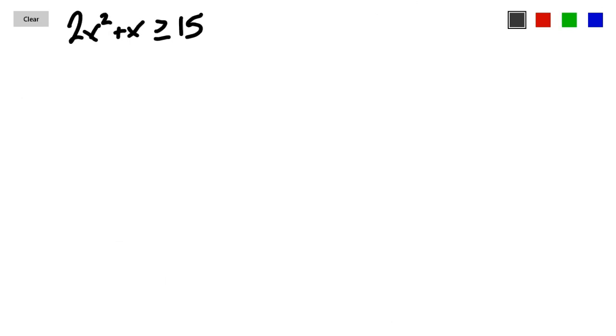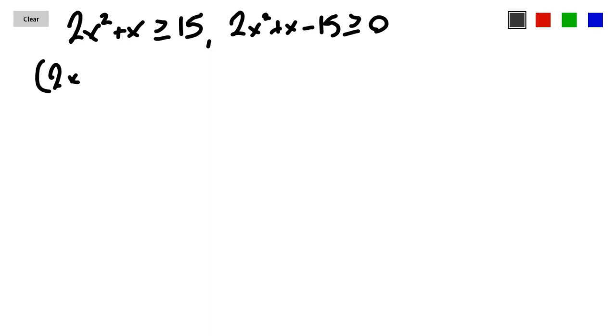And this is the last example that I'm going to do for this video. So again, I'm going to start off by switching the 15 to the other side. So I have 2x squared plus x minus 15 is greater than or equal to 0. And then I'm going to solve this by factoring, or at least try to.